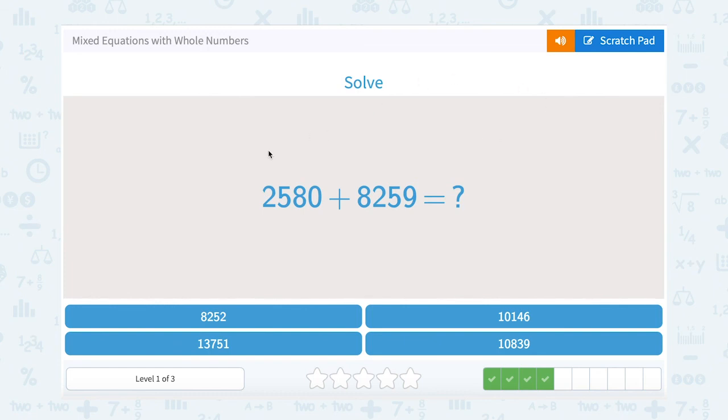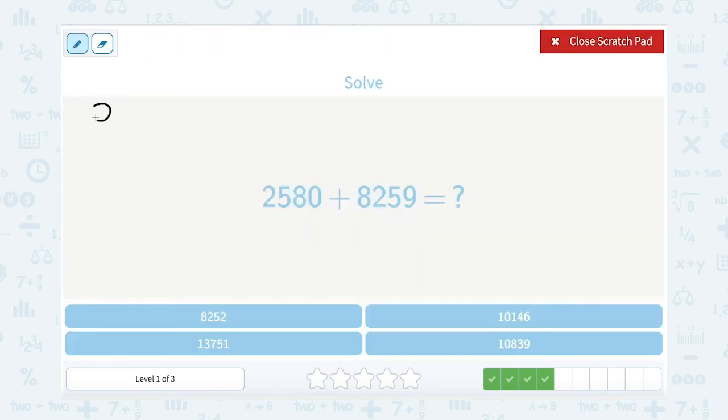Okay, this time we're going to add 2,580 plus 8,259. Okay, well, if we're adding without a calculator, let's add them written on top of each other. So 2,580 plus 8,259. I'm going to line up my thousands, my hundreds, my tens, and my ones. Okay, and then I'm going to add starting in my ones column.